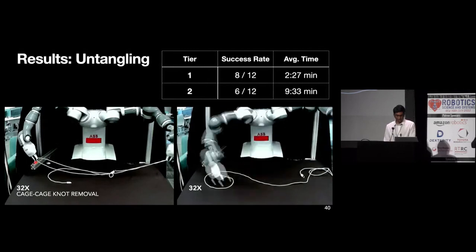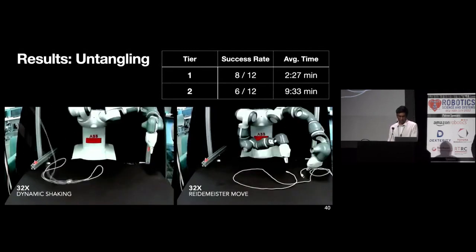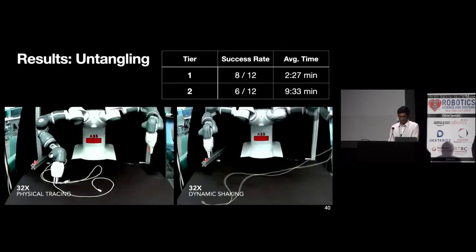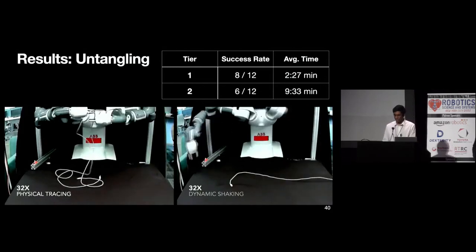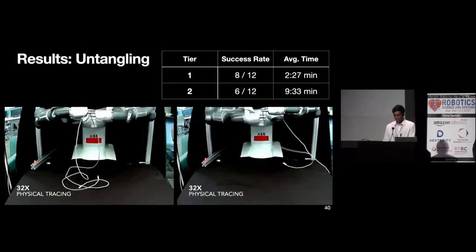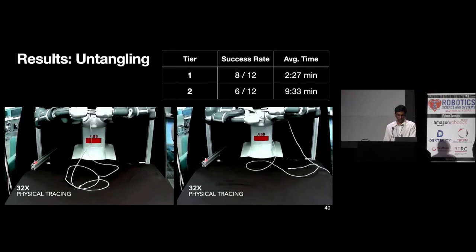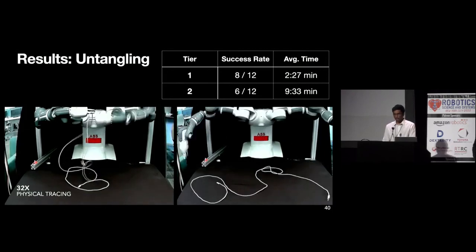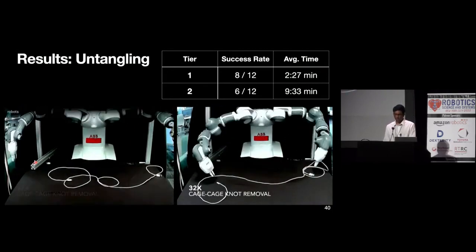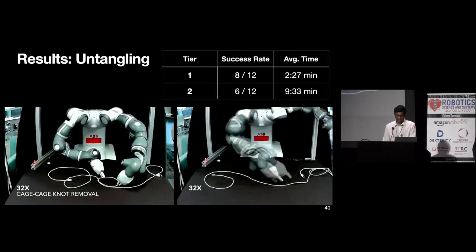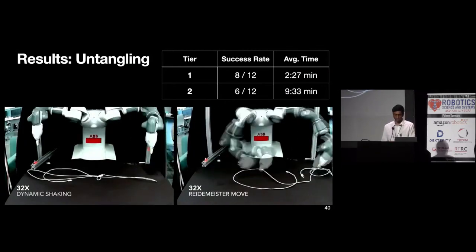The table here shows our results. For tier 1, we have 8 out of 12 rollouts ending in untangling successes, excluding the verification step. And for tier 2, we have 6 out of 12 rollouts ending in untangling successes. As you can see, tier 2 is significantly more difficult, especially because of the longer time it takes to untangle both of the knots in the cable.